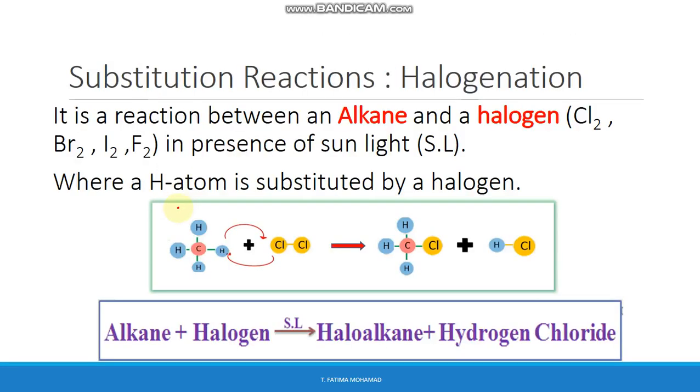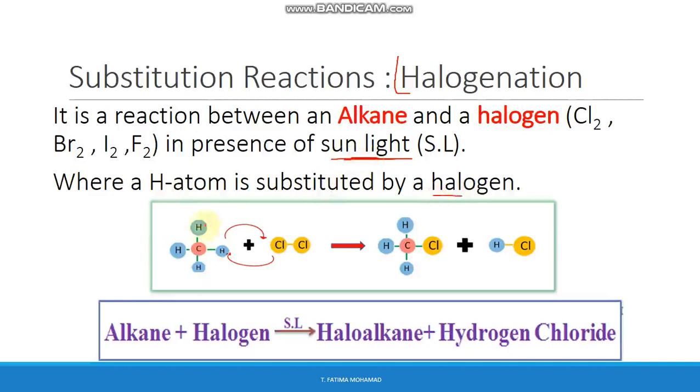The second reaction is the substitution reactions. Substitution reactions in case of alkanes are called halogenation. What does it mean? Halogenation is a reaction between an alkane and a halogen. Usually it is Cl2, Br2, I2, or fluorine, F2, in presence of sunlight. This means light must be present. It cannot take place without sunlight, where an H atom is substituted by a halogen.